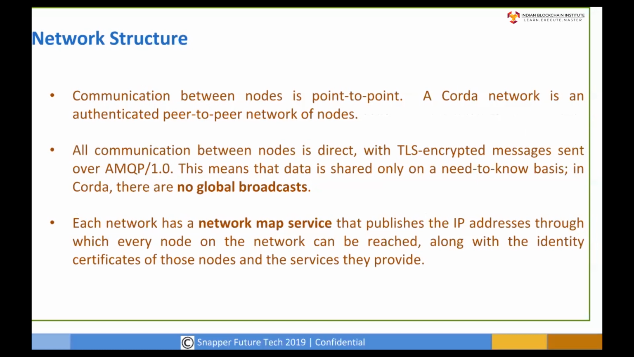Communication between nodes is point to point. We know that in blockchain, it is peer-to-peer communication, but Corda says it is point-to-point. How does it happen? What is this point-to-point? Basically, if you are clear with your fundamentals of blockchain, you know that every peer or every node holds the ledger and they communicate between each other. But in Corda, it is just point-to-point. We'll see how.